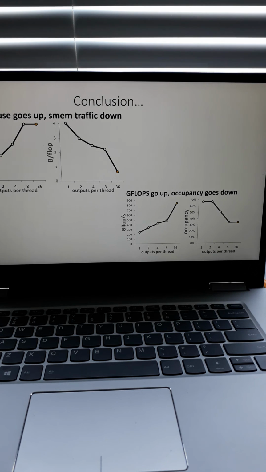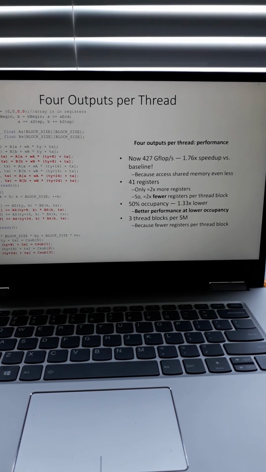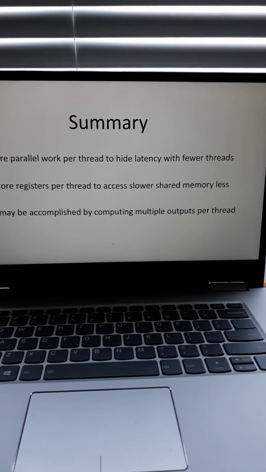Also, the occupancy goes down tremendously as we increase the number of outputs per thread. It was somewhere around 67% for one output per thread, and when we are having 36 outputs per thread, it has gone down to somewhere around 30%. That is less than half. So we can say that multi-threading is not the only way to hide latency. If we do more parallel work per thread, we can hide latency even with fewer threads.